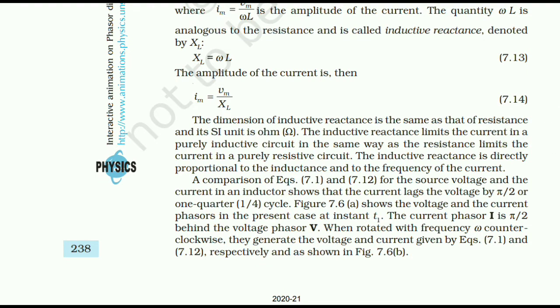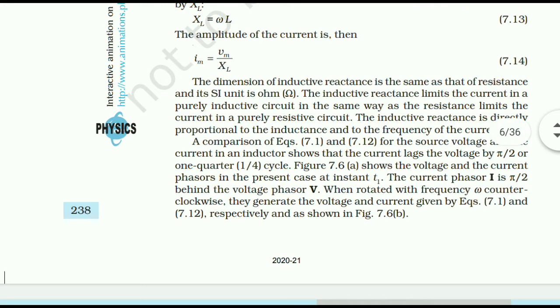The dimension of inductive reactance is the same as that of resistance and its SI unit is ohm. The inductive reactance limits the current in a purely inductive circuit in the same way as resistance limits the current in a purely resistive circuit. The inductive reactance is directly proportional to the inductance and to the frequency of the current. The comparison of the equations for source voltage and the current in an inductor shows the current lags the voltage by pi by 2, or 1/4 cycle.